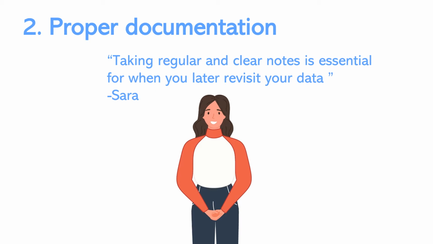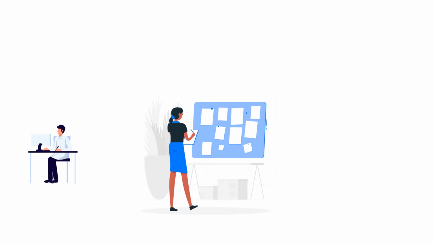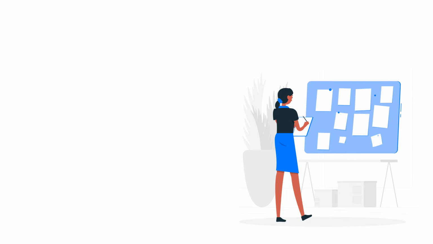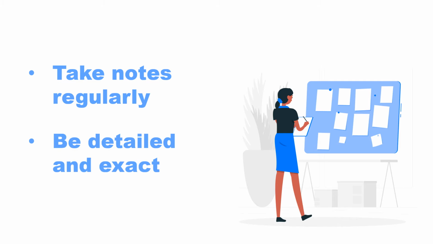Number 2. Proper documentation. According to Sarah, taking regular and clear notes is essential for when you later revisit your data. Your notes serve as a record for every step of the research process, from the theory to the experimental results and the analysis. And so documenting your progress is essential for making your data understandable for both you and your co-workers. So, take notes regularly and be as detailed and exact as you can.